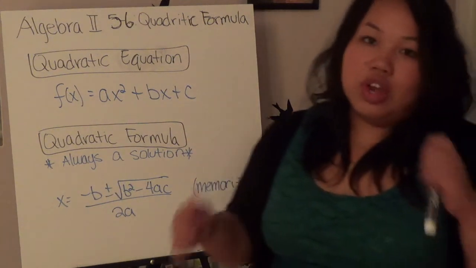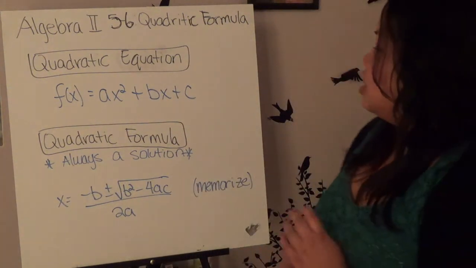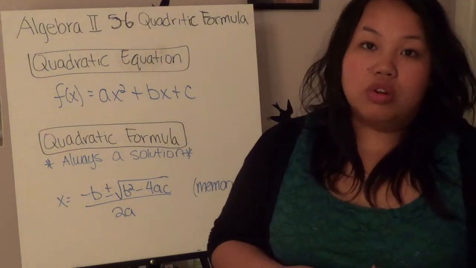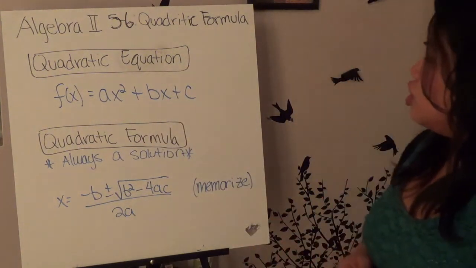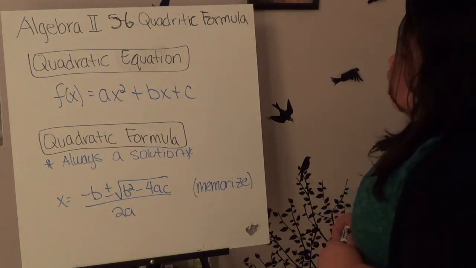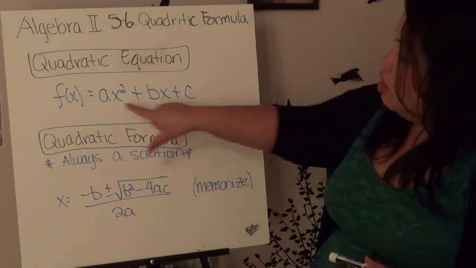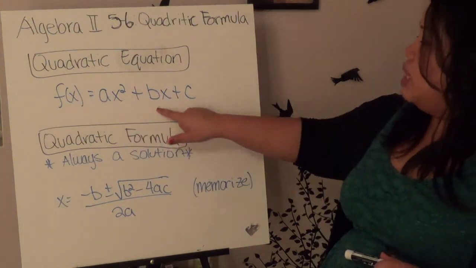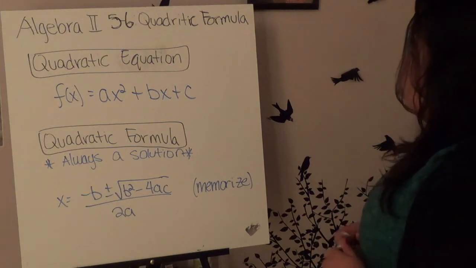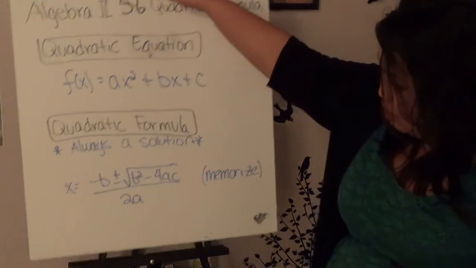Just say it over and over in your head. Hopefully you'll have it memorized by the end of class tomorrow so that you can do it, because you're going to be doing it over and over again. And basically you get all the letters from here. A is the one in front of x squared, b is the one in front of x, and c has no letter attached to it. So let's try a problem and see how it goes.